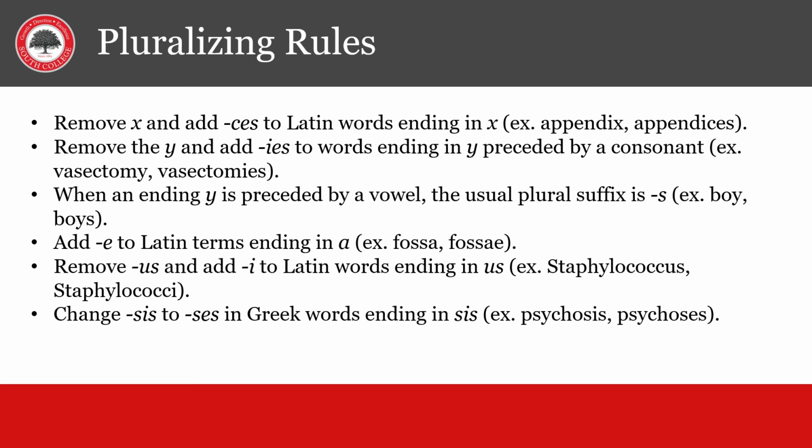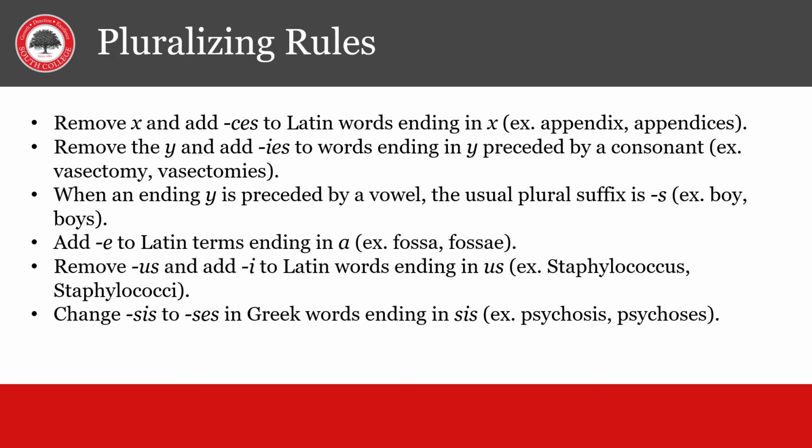There are more rules to pluralize. Sometimes you remove an X at the end and replace it with CES if the word is Latin in origin. That makes the plural form of appendix appendices. We add IES to a word ending in Y but preceded by a consonant, like vasectomy becomes vasectomies in its plural form. But if it ends in Y and is preceded by a vowel, then just add S.